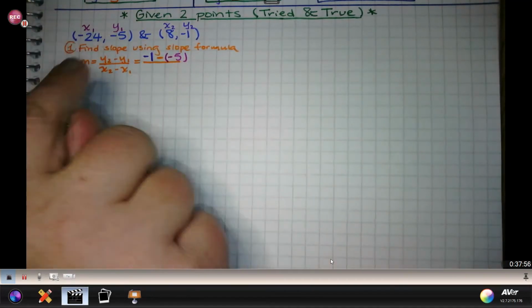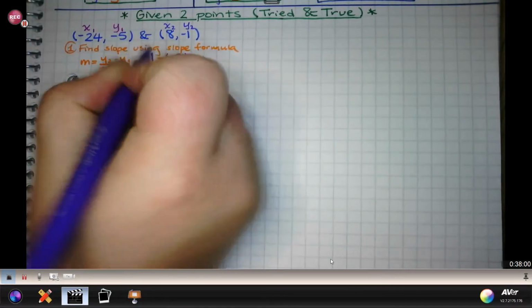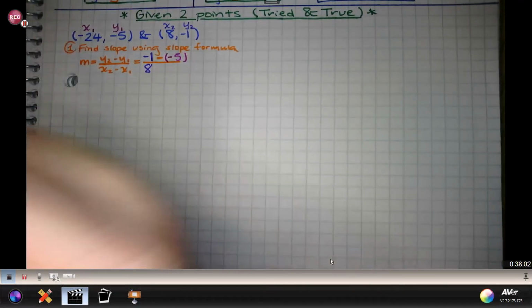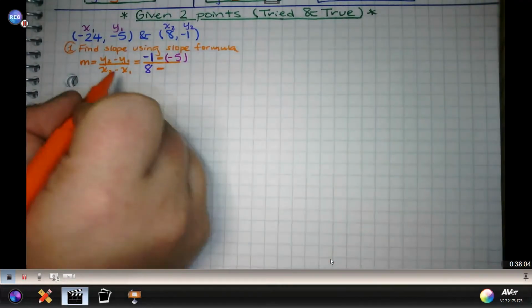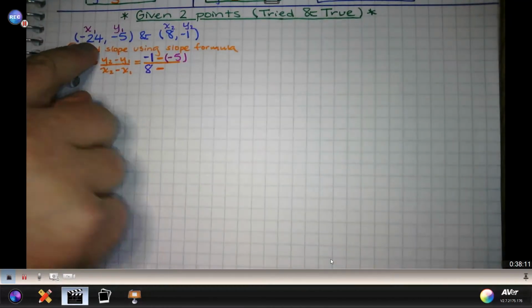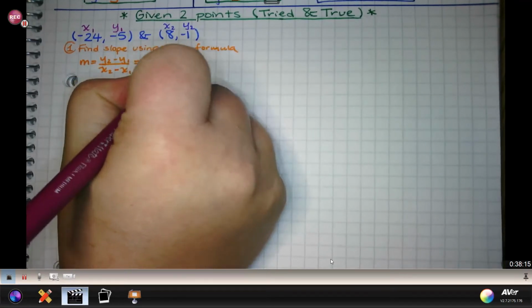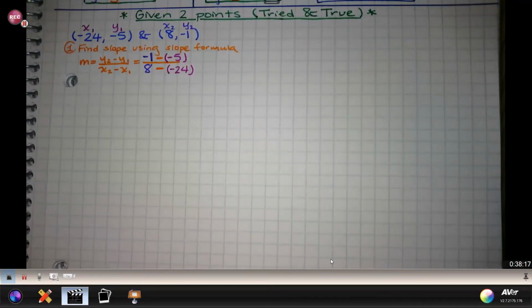Okay. Then I go on to the x's, x sub 2. If I come over here, that's an 8. And then again, I'm not even going to look at what comes next. I'm going to put a minus sign because the minus is just part of the formula. That's why it's orange and not one of the other colors. And then my x sub 1 is negative 24. Again, since it's minus and then a negative 24, I'm going to put it in parentheses.